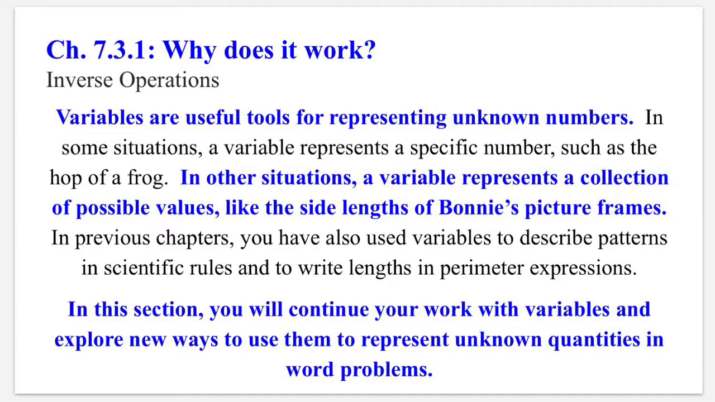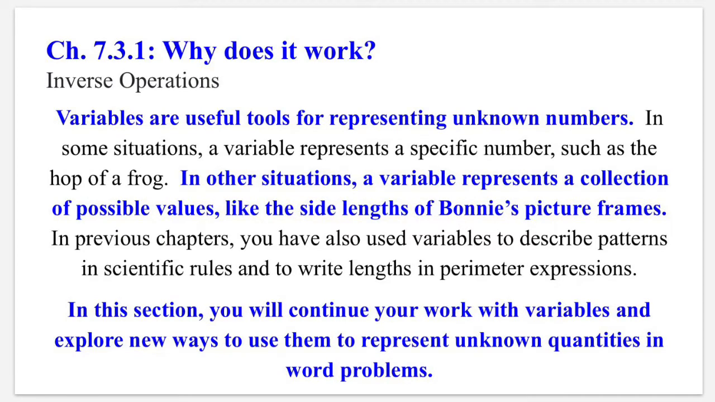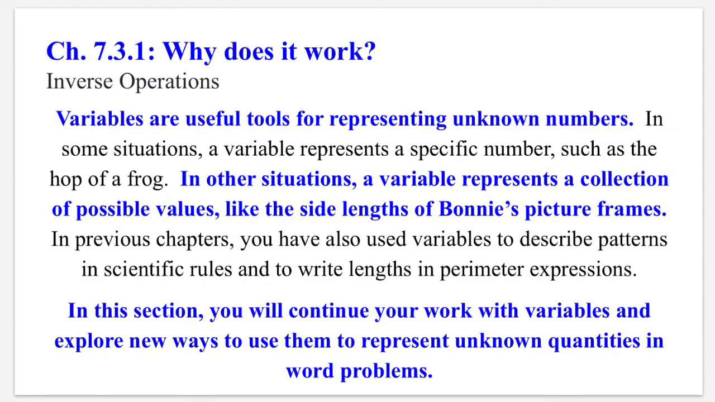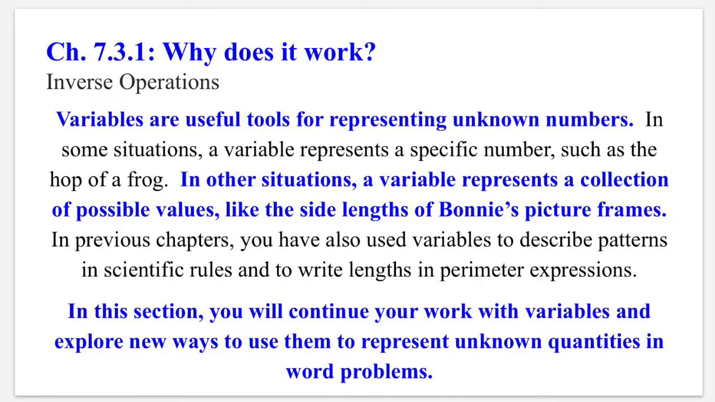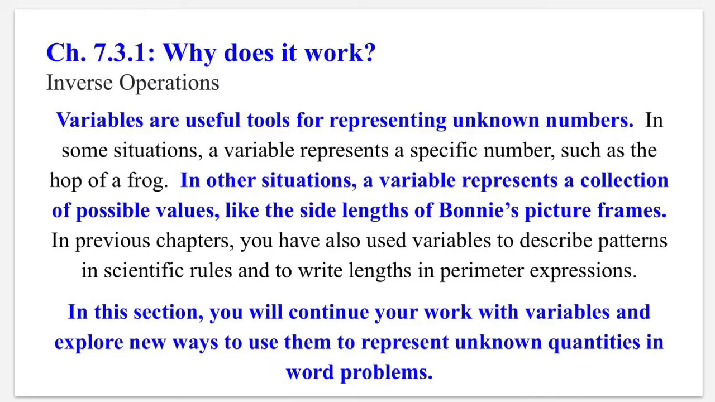Okay, let's go ahead and read the intro together. Again, you're the blue on the black. You can read along or you can just let me read all of it for you. Chapter 7.3.1, why does it work? Inverse operations. Variables are useful tools for representing unknown numbers. In some situations, a variable represents a specific number such as the hop of a frog. In other situations, a variable represents a collection of possible values like the side length of Bonnie's picture frames. In previous chapters, you have also used variables to describe patterns in scientific rules and to write length and perimeter expressions. In this section, you will continue your work with variables and explore new ways to use them to represent unknown quantities and word problems.